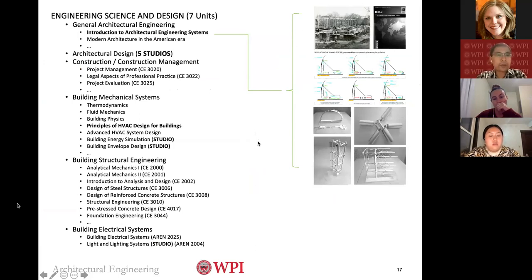So these are all the courses for the 7 units. Just a reminder that 1 course corresponds to 1/3 unit. So 7 units is equivalent to 21 courses. This is a breakdown to give a clear view of all courses, starting from the architectural engineering introduction, construction, mechanical, structural, and electrical systems.